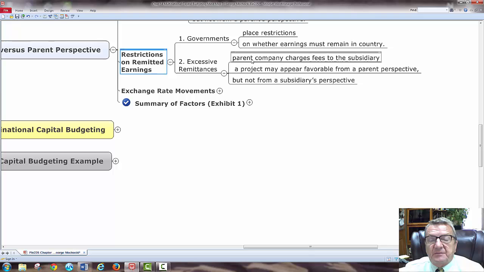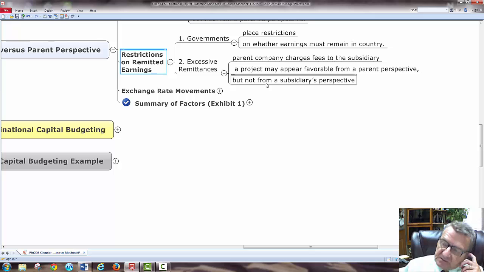Okay, excessive remittances. The parent company charges fees to the subsidiary. A project may appear favorable from the parent perspective, but not from the subsidiary perspective. When I'm looking at that, the parent's making money, but for the subsidiary it's hurting their profit line, or let's look at it this way: it's breaking even. As a subsidiary, I always want to make more profits so they don't sell me. So I am a cash cow for the MNC.